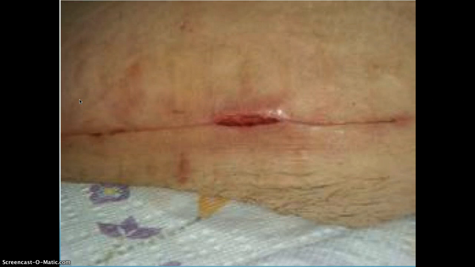This is just an image of a C-section incision that has opened and is infected. You can see that area in the center of your screen. It's red, that has some tunneling down. That is a sign that she has an infection going on.